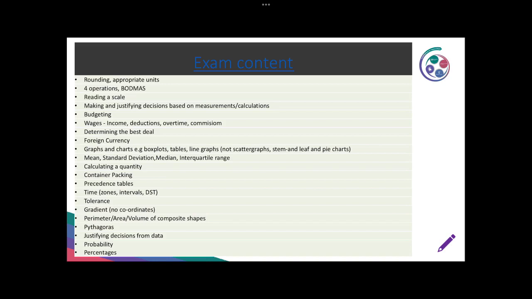You could have to deal with perimeter, area or volume of shapes or composite shapes. Pythagoras could be included in various different questions. It has appeared in gradient questions, and it's appeared in questions involving perimeter. So you need to be able to identify where Pythagoras is being used and be able to competently deal with that to find either the longer side or a shorter side.